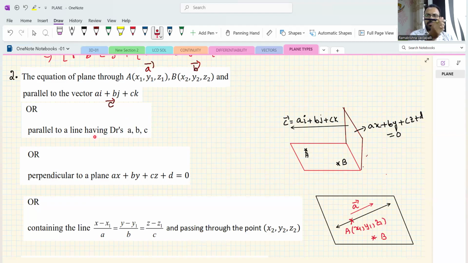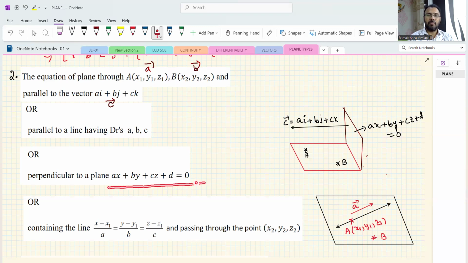Well, a line is parallel to the plane. A line is parallel to the plane means the line is parallel to the directional vector Ai plus Bj plus Ck. Hence, the plane is also parallel to that vector Ai plus Bj plus Ck. The second case is over. Or they can say perpendicular to the plane.